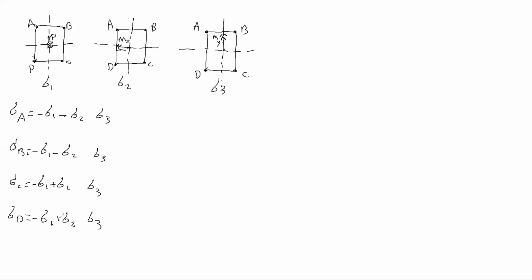Now for sigma 3, put your thumb in the direction of MY. Point A. Tension. Thank you. Point B. Compression. Point C. Compression. And point D. Tension. It's good.